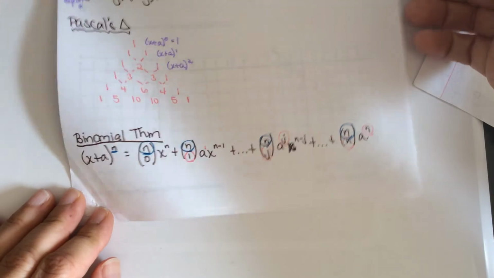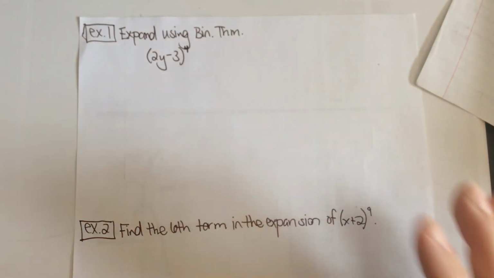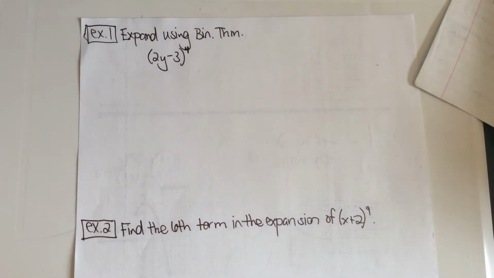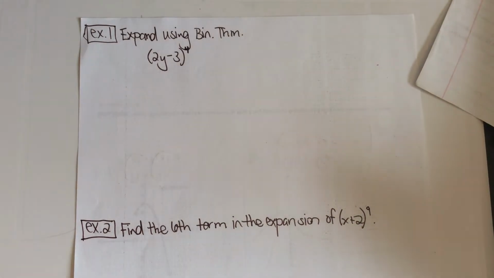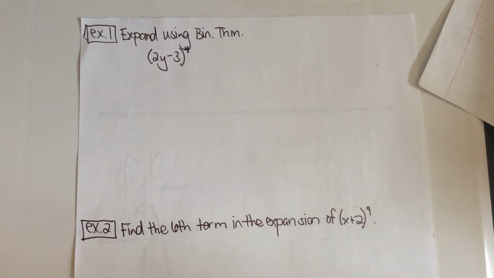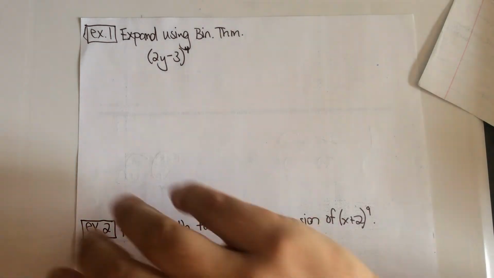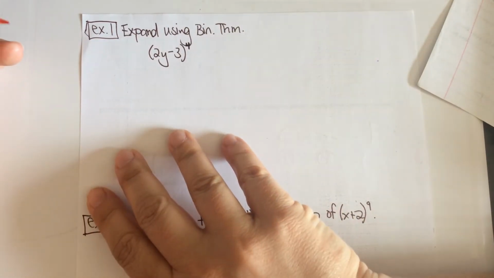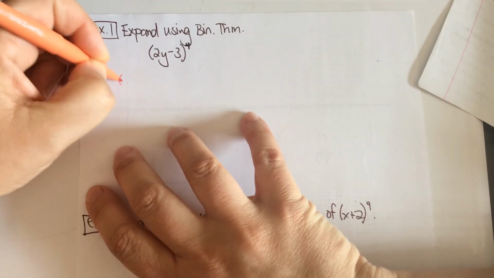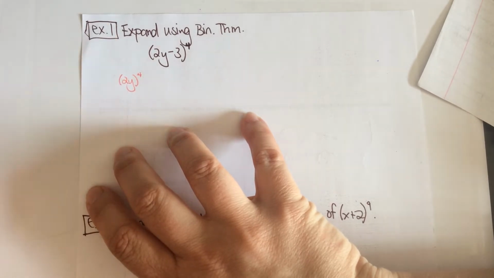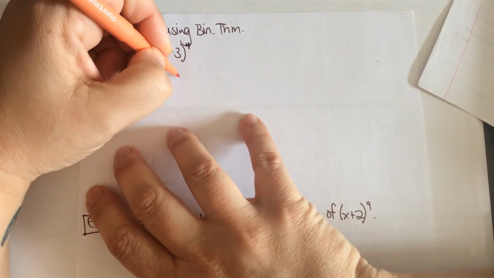Okay, so let's do an example. Hopefully you guys are pausing me to write this stuff down as you need to. All right, so we're going to expand using the binomial theorem. The first term is 2y, and the second term is -3. So I'm going to start by saying, okay, the pattern that we recognized was the first term starts out at the highest power, and it decreases.